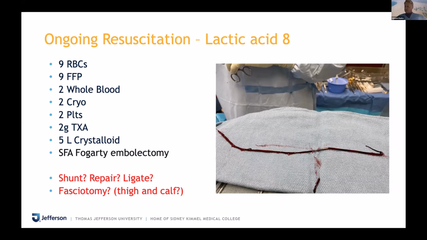Well, I think I would try and do what Dr. Hoffman said with PTFE and reimplanting the SFA and the profunda. I'd probably ligate the vein and do fasciotomies.